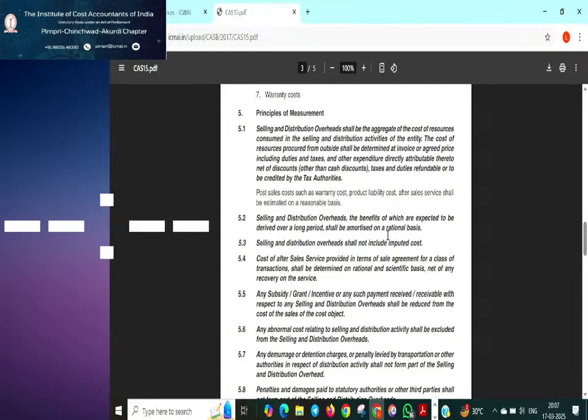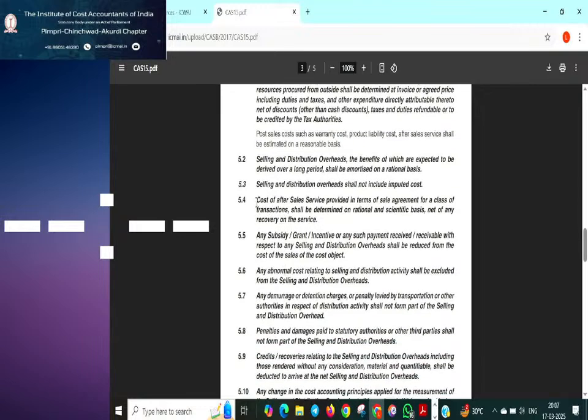Whenever the benefit is not for 1 year and more than that, usually it is amortized over a period of time. Selling and distribution overheads shall not include imputed cost, that you know very well. Cost of after sale service. This is a point of discussion always. Provided in terms of sale agreement for a class of transactions, it shall be determined on rational and scientific basis, net of any recovery on the service. Any subsidy, grant, incentive, everything needs to be adjusted.